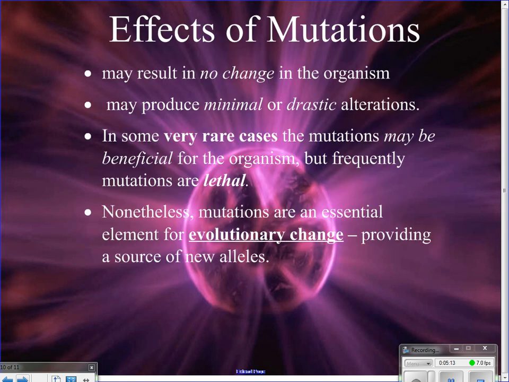Now, the effects of mutation. Mutations can have no real change. They can produce some minimal or drastic alterations. So some notable diseases like sickle cell anemia is caused by a substitution of one base. In some very rare situations, mutations are beneficial to an organism. Very frequently, though, mutations are lethal.